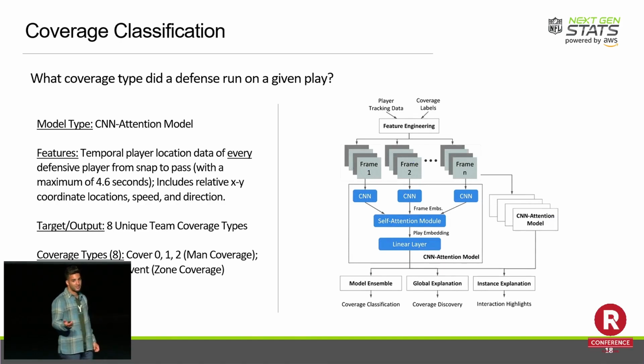This is what the CNN looks like. So there's a lot of layers that went into it. And we use a self-attention model in this case that proved to be the most compelling predictions.